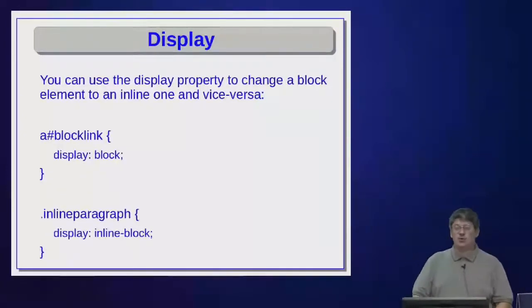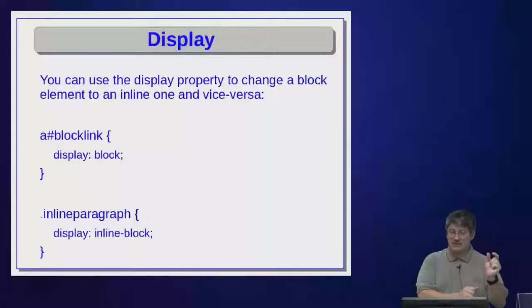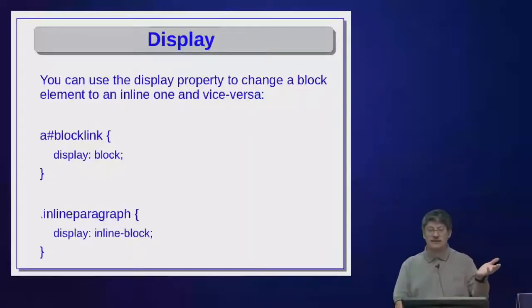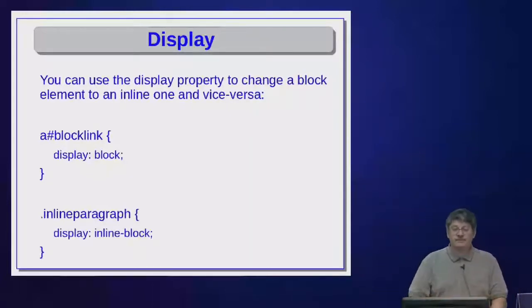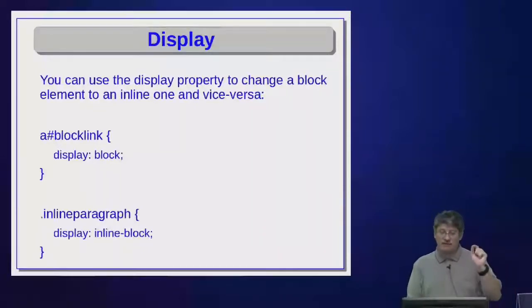I can create a rule that says any A tag that has the ID block link, notice that there's no space between the A and the hashtag block link, A hashtag block link, any anchor tag or link with the ID block link should be displayed as a block element. Similarly, I can change a paragraph, which normally is displayed as a block element, and make it be displayed as an inline block element. What I'm going to do is say any element with the class attribute set to inline paragraph. Notice there's a little dot in front of the word inline paragraph. That dot says this is a class selector. So any element in the inline paragraph class is going to be displayed using the inline block format.